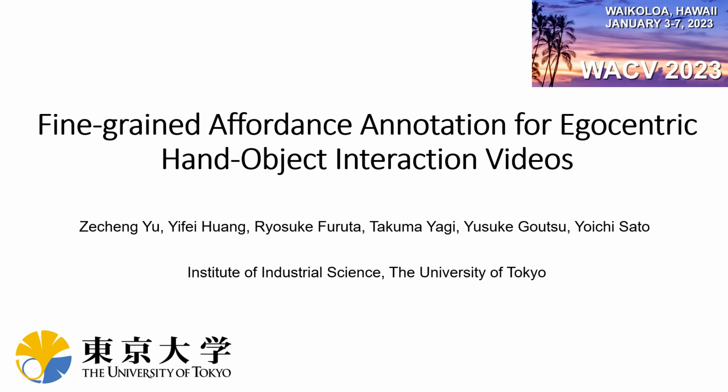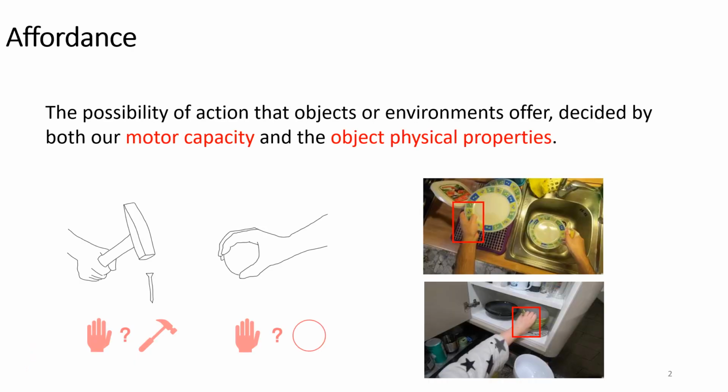This video is to share our WACV 2023 paper, Fine-Grained Affordance Annotation for Egocentric Hand-Object Interaction Videos. Affordance is a very important concept in hand-object interactions, which is the possibility of action between human and objects. It depends on both our motor capacity and the object's physical properties.